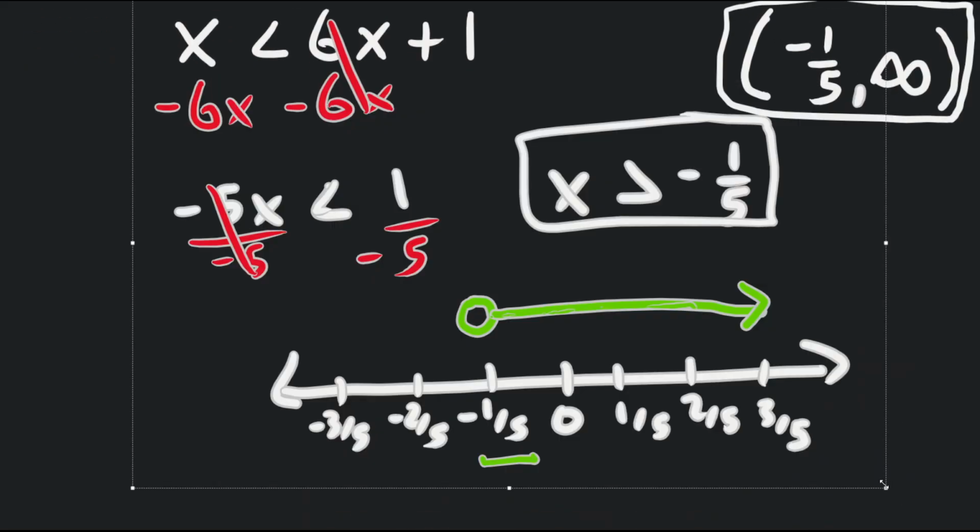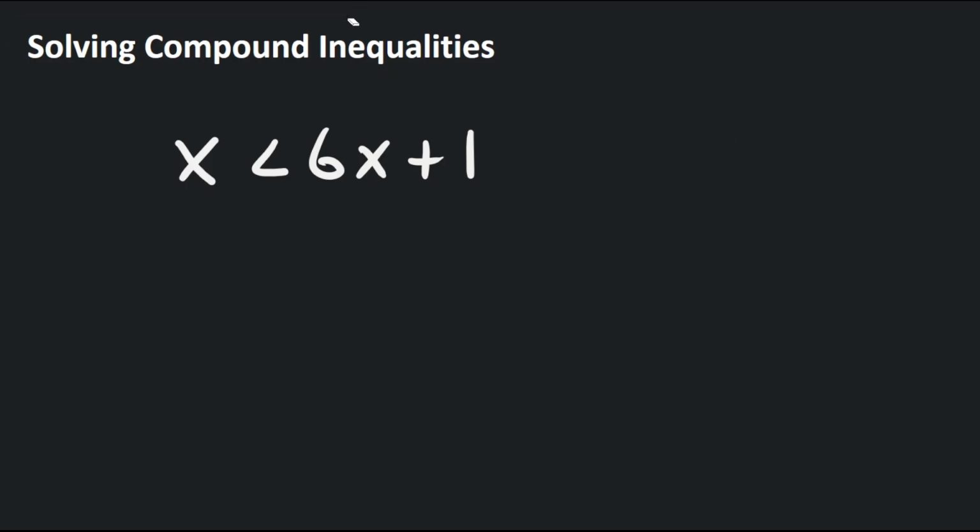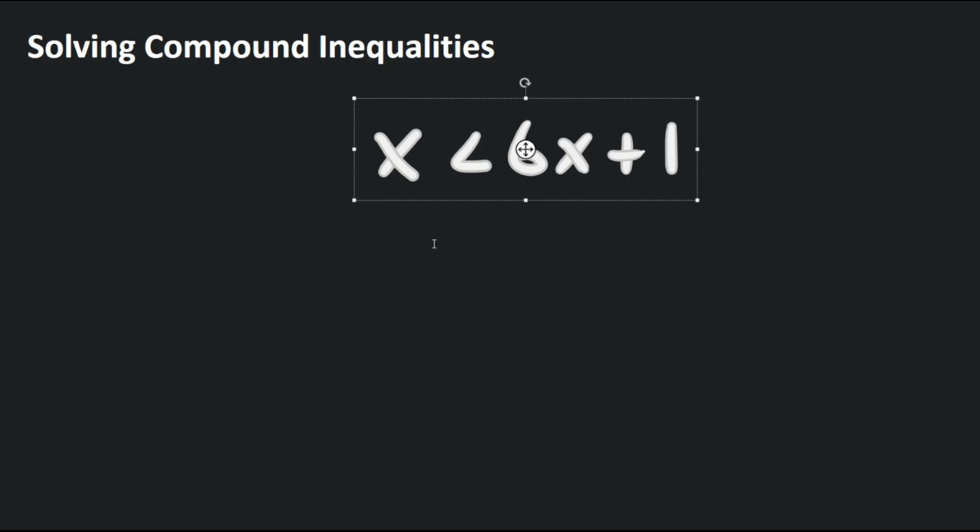Let's go ahead and erase all of this. And let's erase this as well. And let's say we were given a compound inequality. So let's just move this over here. A compound inequality is made up of more than one inequality. So we would have x, let me make the inequality symbol orange. So x less than 6x plus 1, and x is also less than 5.